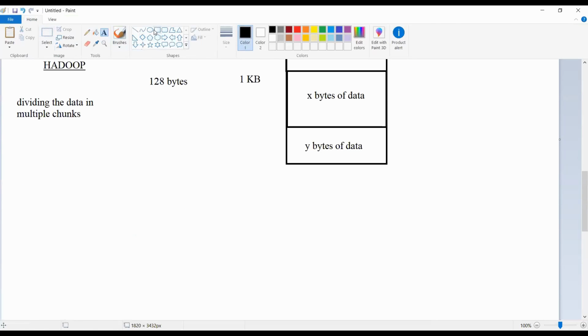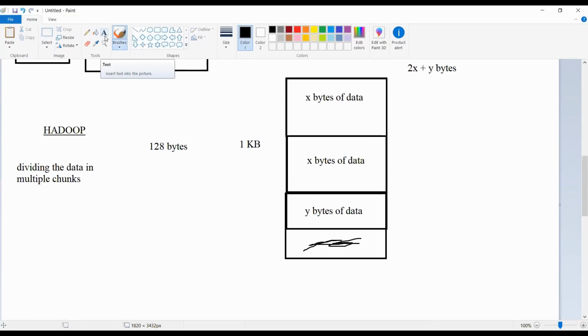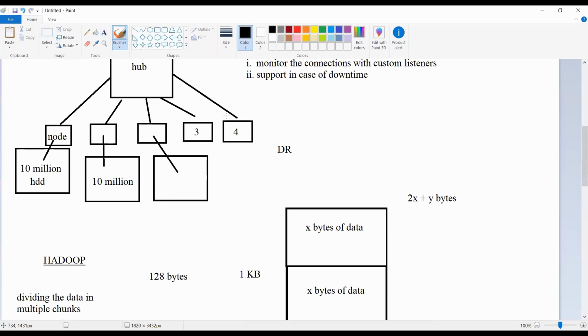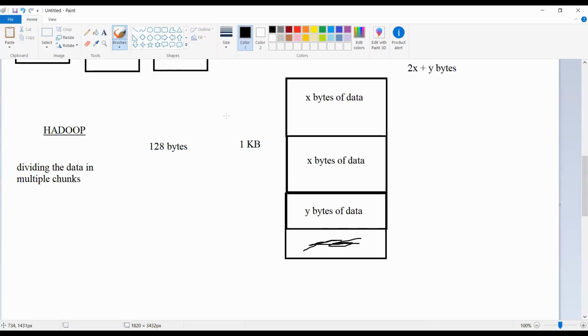You will actually be wasting some memory because you have to pull out x bytes, but this particular part will be a wastage. So this part will be a wastage, right? To solve this problem, Hadoop came out with this 128 bytes concept. It breaks data into 128 bytes chunks, and it says that this will give you the least amount of extra page wastage and all those things.